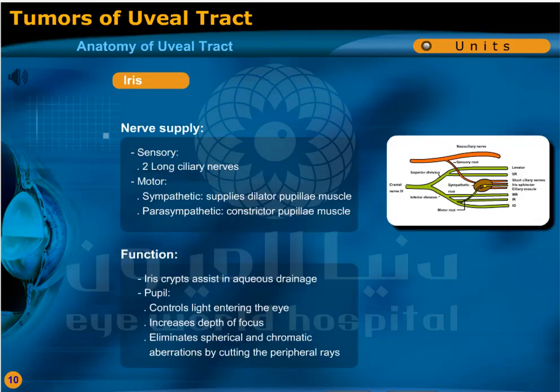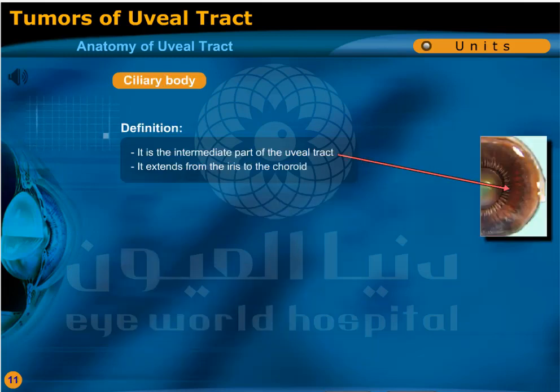Nerve supply of the iris. Sensory: 2 long ciliary nerves. Motor: sympathetic supplies dilator pupillae muscle, parasympathetic supplies constrictor pupillae muscle. Function. Iris crypts assist in aqueous drainage. The pupil controls light entering the eye, increases depth of focus, eliminates spherical and chromatic aberrations by cutting the peripheral rays. Ciliary body. It is the intermediate part of the uveal tract.